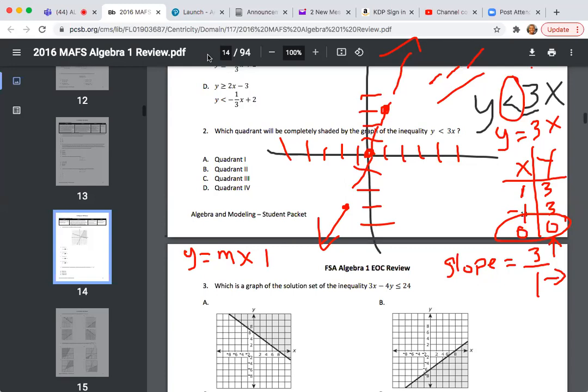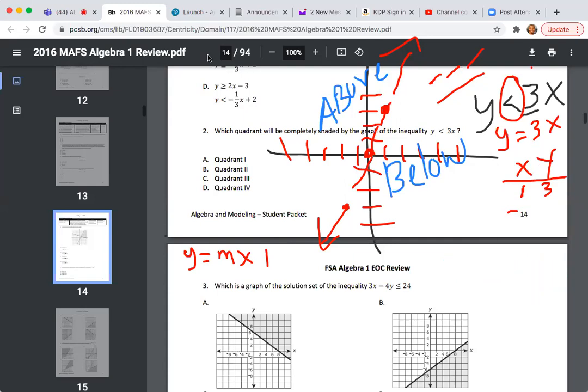All right, so now let's do the shading. Here's your question: are we going to shade above the line or are we going to shade below the line? By the way, above the line would be this region right here, this side, and then below the line would be this side. So which one are we going to shade? Based on what I told you earlier, are we going to shade above or below? Drop it in the chat. Above or below?